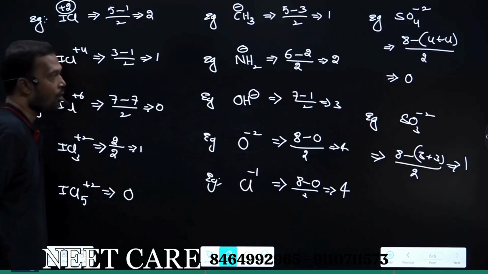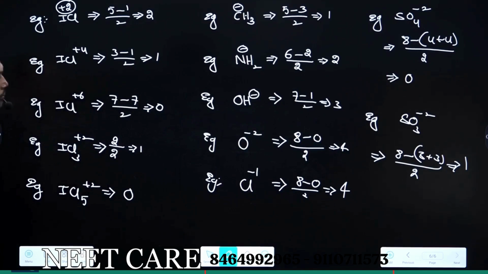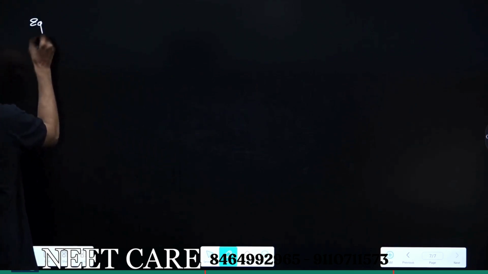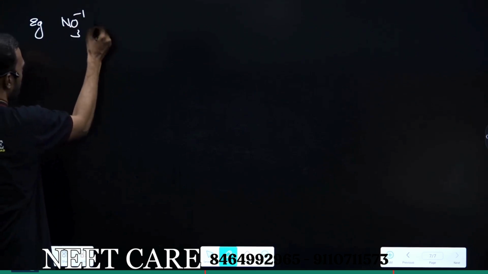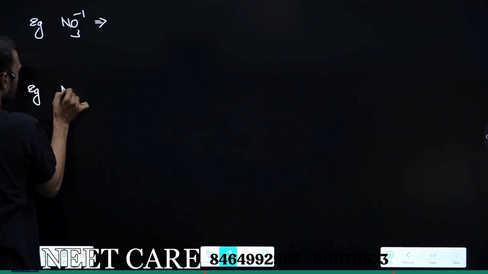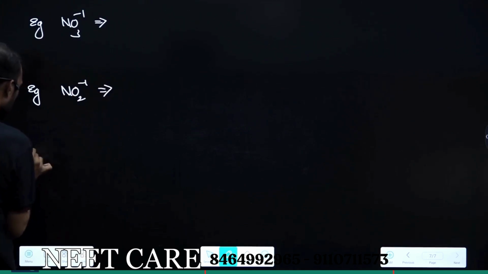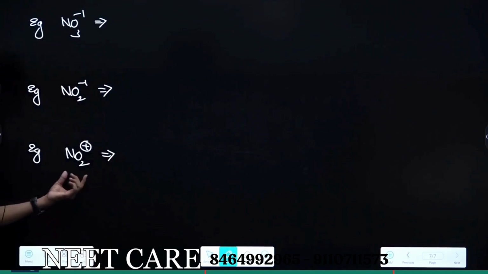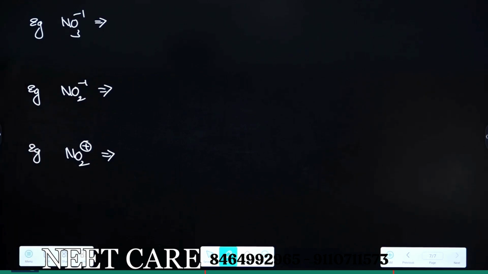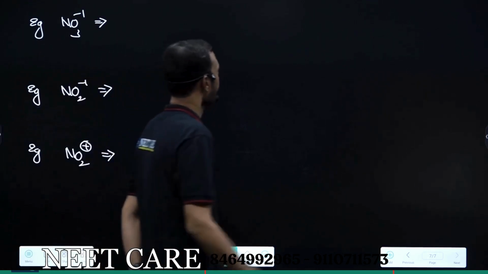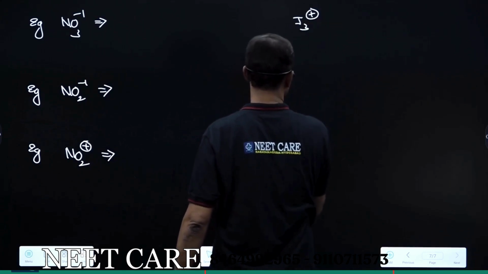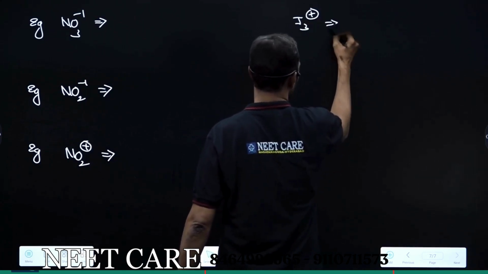Clear? Now just go through it, calculate and give the answer. NO3 minus 1. How many lone pairs are present in this molecule? NO2 minus 1, NO2 plus. Nitronium. For nitration reaction, this will be in common use. Now select the suitable formula and give the answer. I3 plus, I3 minus.